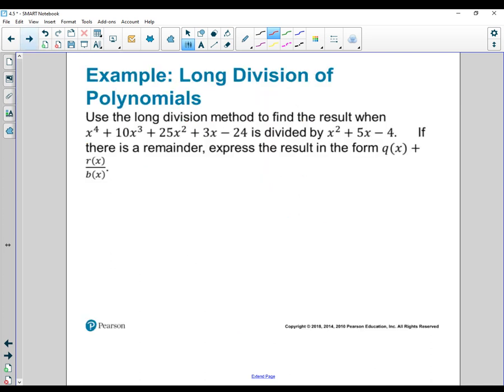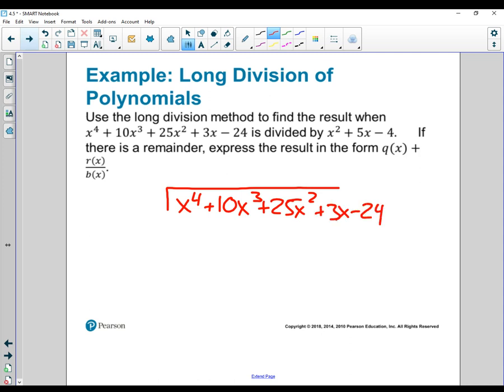I'll just do one more for good measure. Oh! This one's got a quartic. If we have multiple terms, we still got to do the same old stuff. X squared times what gets me x to the fourth?